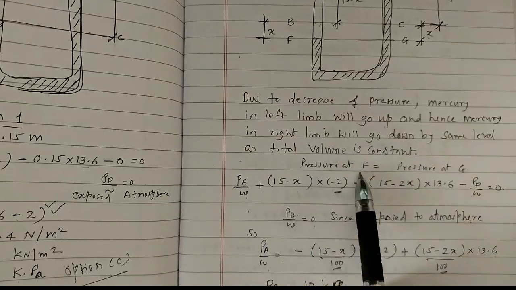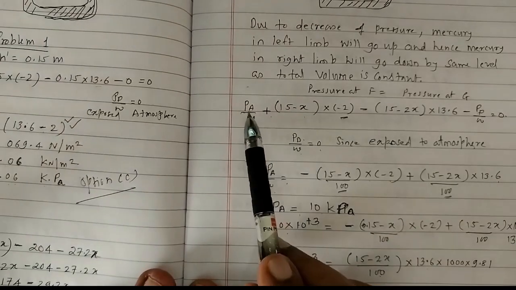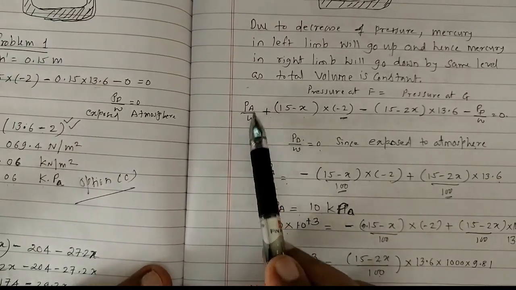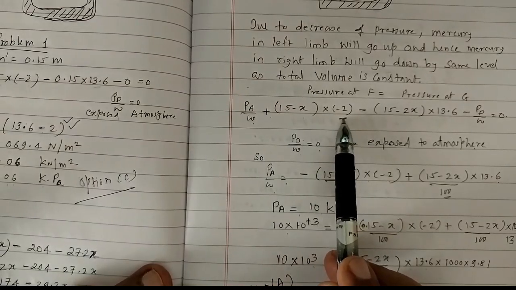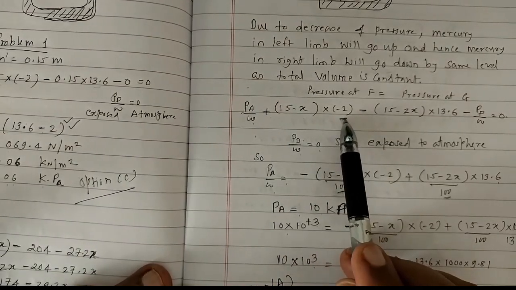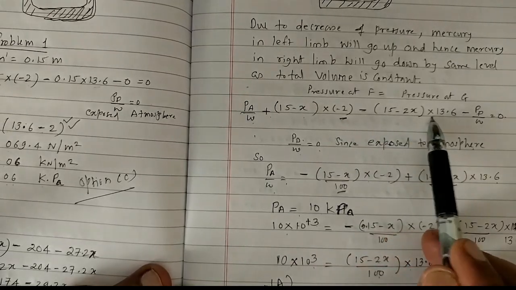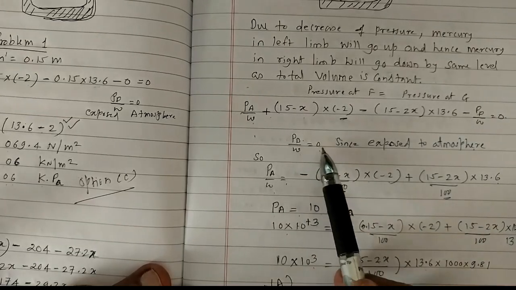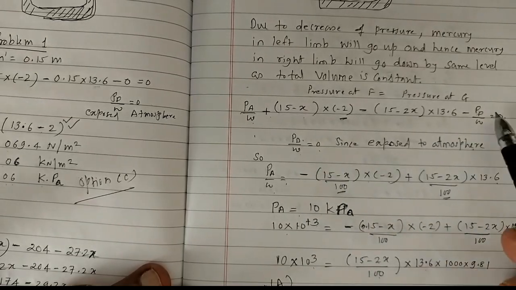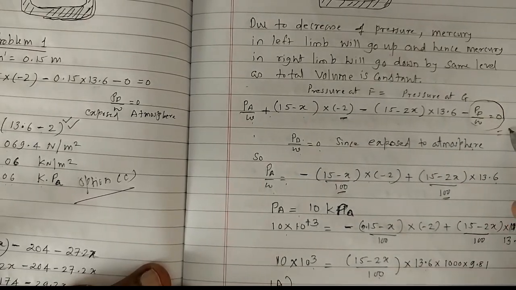So pressure at F is equal to pressure at G. So using as usual PA by W plus 15 minus X into 0.8. Don't change the sign here once again because it is specific gravity. So we have to keep it this way only. Minus 15 minus 2X into 13.6 minus PD by W is equal to 0. But PD by W is equal to 0, that is exposed to the atmosphere. So this pressure becomes 0 here.